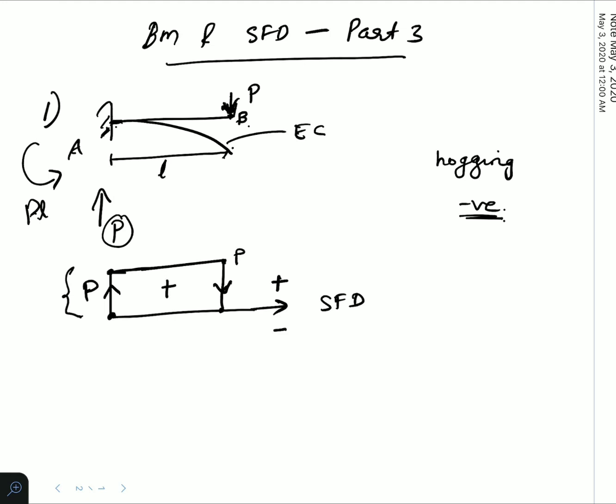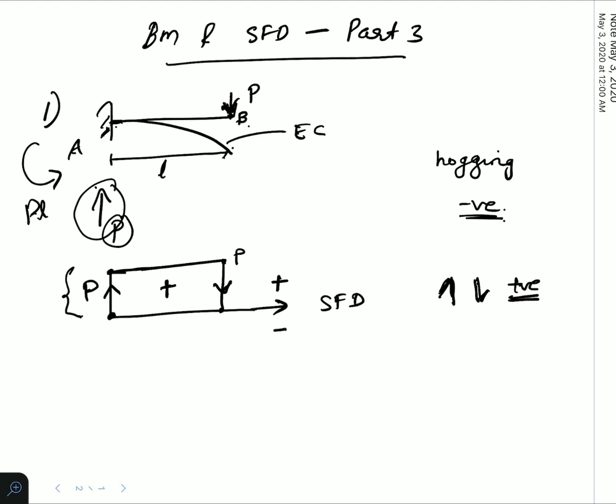Inside we represent the sign. So this is positive. That is what I mean by saying the left portion upward and the right portion downward means positive. We are moving with respect to this load. On the left side it is moving upward and on the right side it is moving downward. So that means it's a positive shear force diagram.